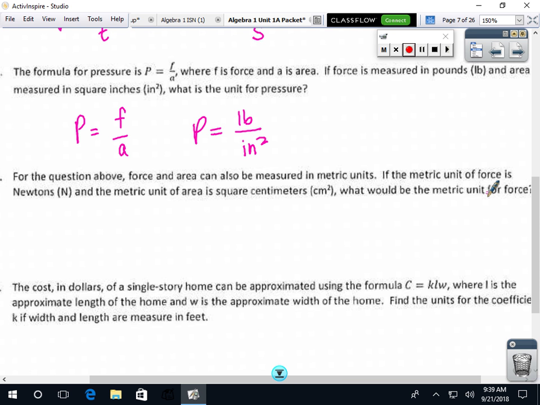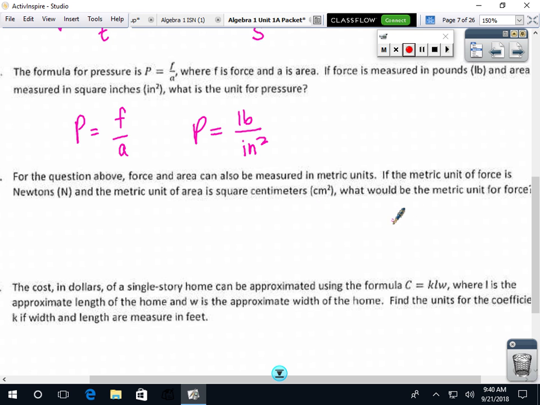We use the standard system of measurement in the United States. So we use things like pounds for weight, inches for length. But in most other countries in the world, they don't use the standard system. They use the metric system where instead of pounds, they use kilograms or newtons. And instead of inches and feet and miles for length, they use meters, centimeters, stuff like that. Okay, so that's all the metric system.